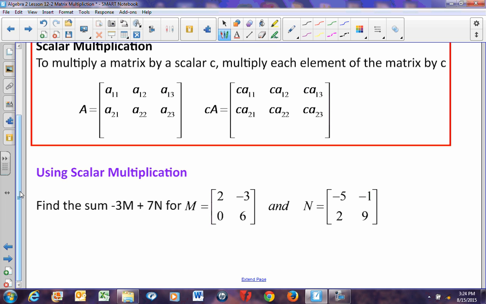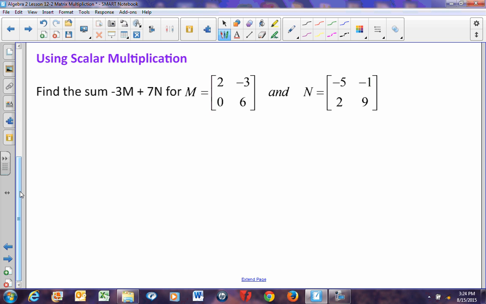So let's say we're going to find the sum of -3m plus 7n if m is 2, -3, 0, 6, and n is -5, -1, 2, 9. Now we can do this because we also have to add as well as multiply, and my two matrices are of equal sizes. But first, I must scale them before I can add them together.